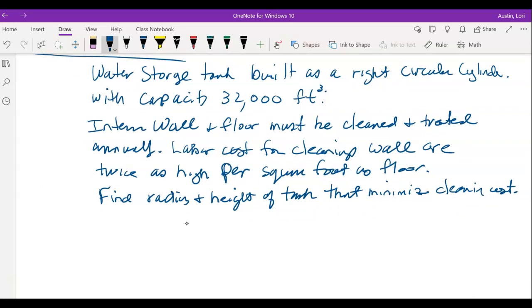I'm not really good at drawing pictures, but we can do it. There you go, right? Tank. We got to give this some variables. Let's make this easy. We have a radius, we'll call that R. And we have a height. Let's call that H.